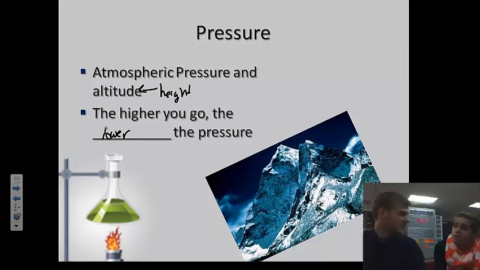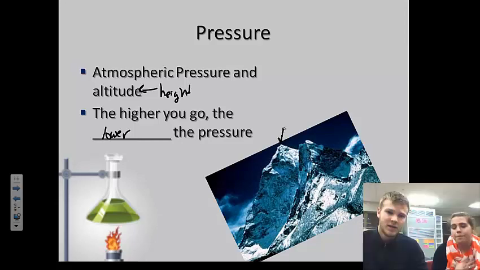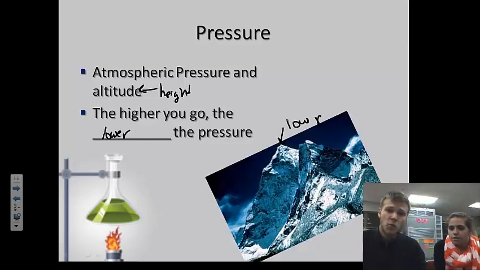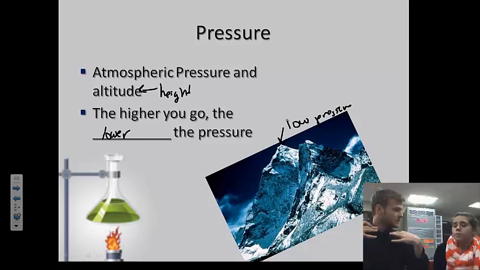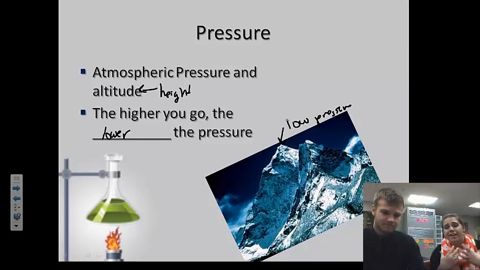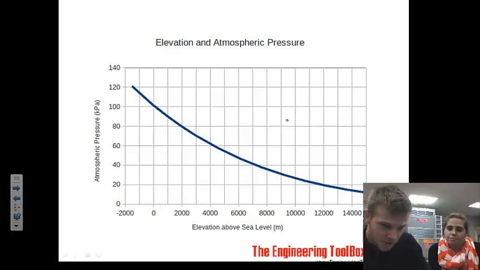Why would we need oxygen up on Mount Everest? Well, I'm thinking if the pressure is lower, it's going to be hard to take all that oxygen in. I'm going to have trouble breathing. Yes, low pressure basically means low gas molecules, meaning not that many air molecules to breathe in. So you're going to have to breathe more and harder to get all that oxygen into your system. And here's a graph, so familiarize yourself with this.